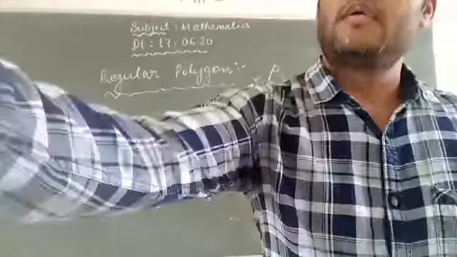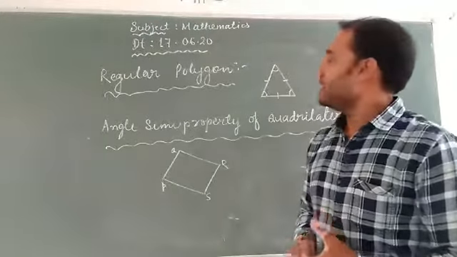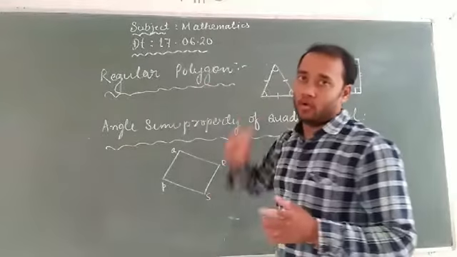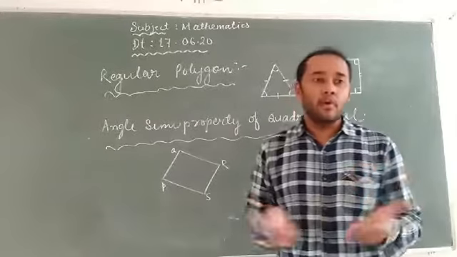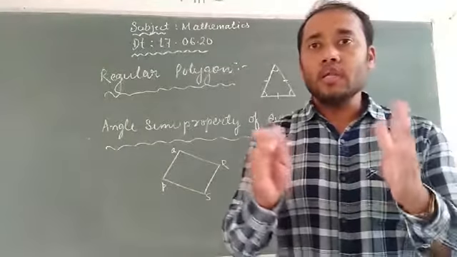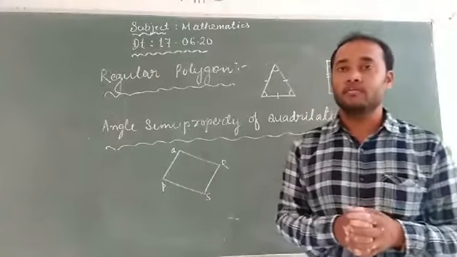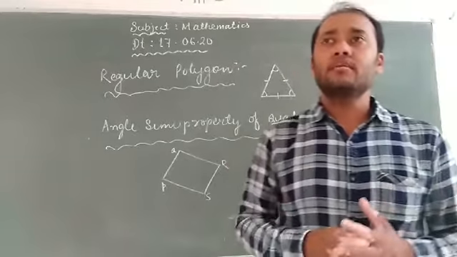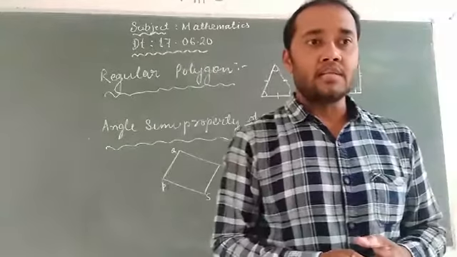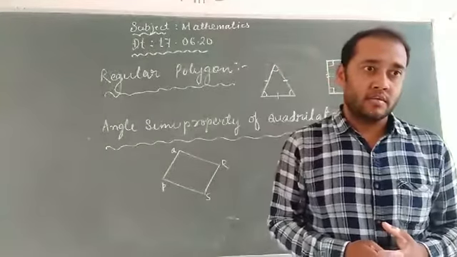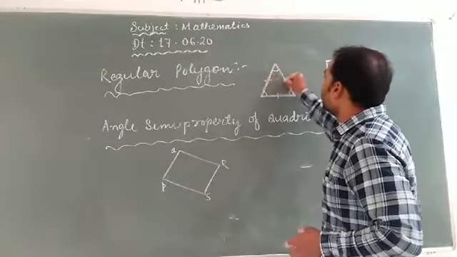Right? Now, dear friends, we are going to discuss our next part, and that is a regular polygon. Okay? What's a regular polygon? A regular polygon is a polygon whose all sides and all angles are equal to each other. For example, take an equilateral triangle. An equilateral triangle has 3 line segments, and all 3 line segments are equal to each other. That means their lengths are equal.